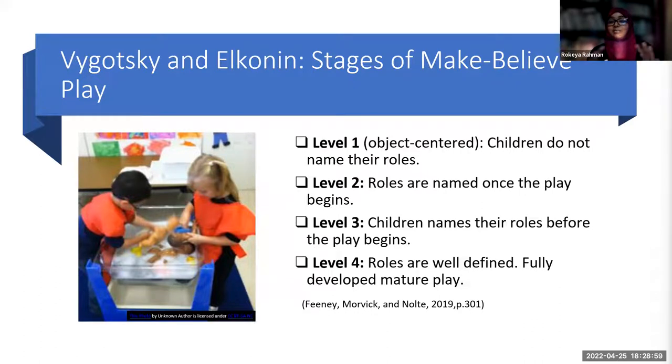So they will be defining and coming up with the whole event, distributing different roles and coming up with different rules and so on. So that's basically level number four. It's more well-defined characters and also scenario and everything, the storyline, and more mature play.